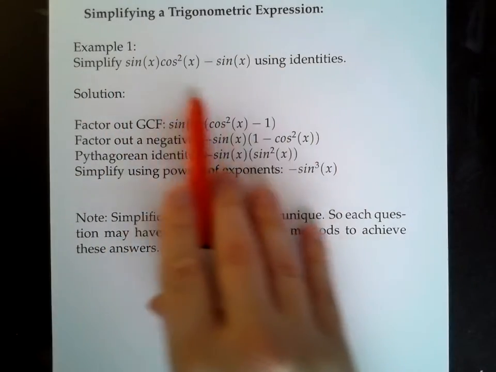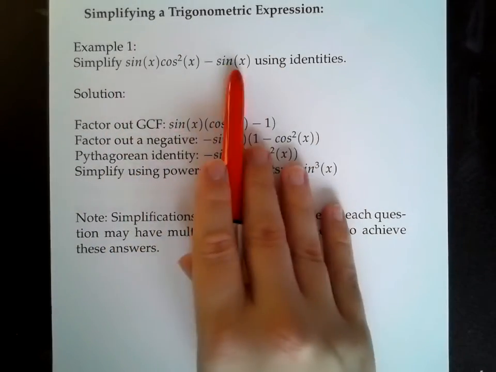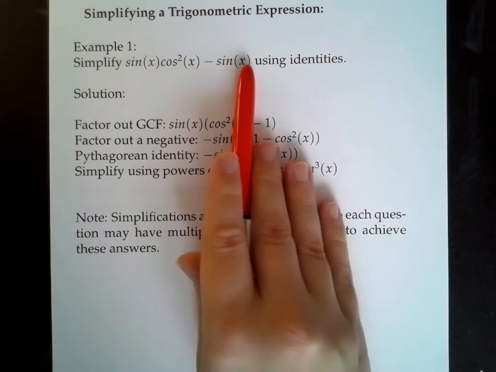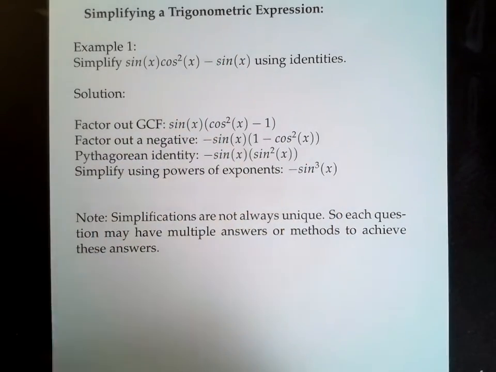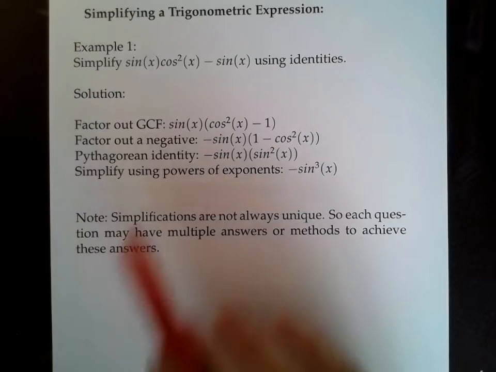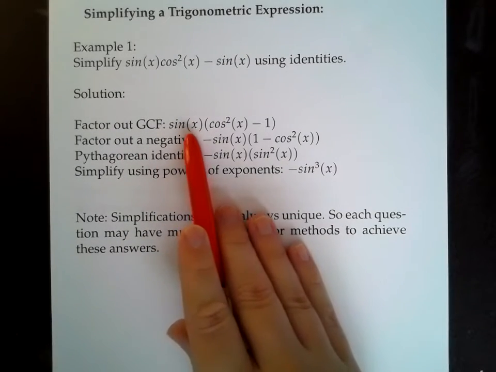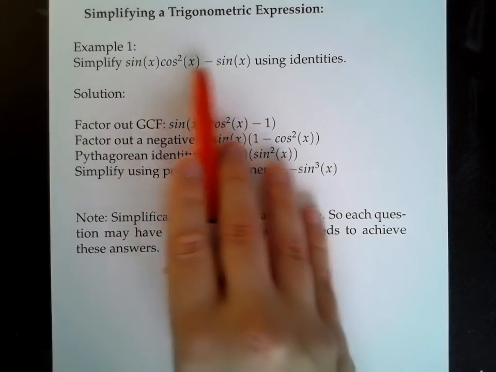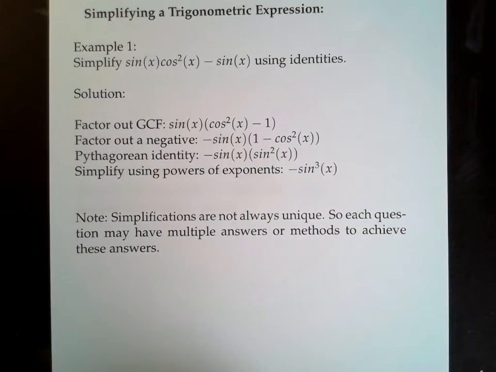So in this case, the very first thing that I'm going to do is I can see that I have a greatest common factor. I have that sine of x is in both of these. So what I'm going to do is I'm going to factor out that sine of x. Now, this factoring is going to work exactly the same as it did when we were working with other functions. So in this case, I get sine of x times cosine squared of x minus 1, because again, I'm taking the greatest common factor out of both of those.